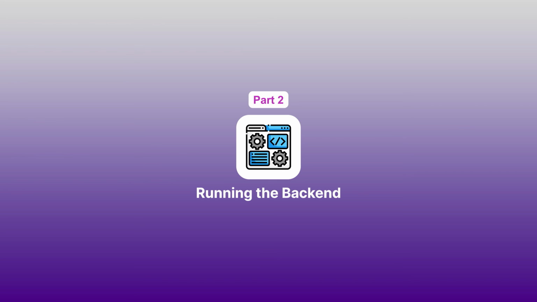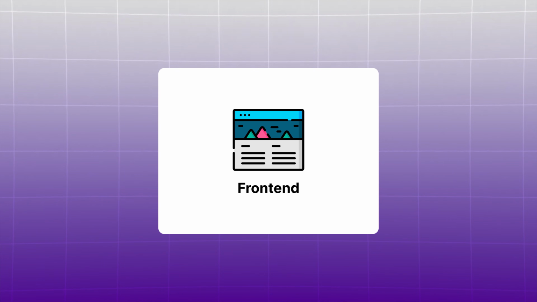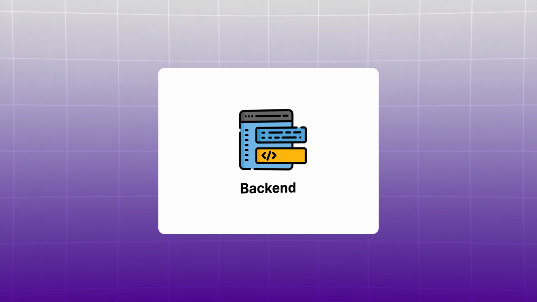Now let me explain part 2 of our AWS journey, running the backend services, or as AWS calls it, the compute layer. This is where your application actually does things, not just display content. This is the business logic. Remember, every application has 2 main parts, the front end and the back end.